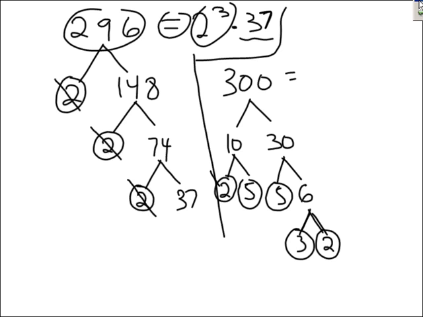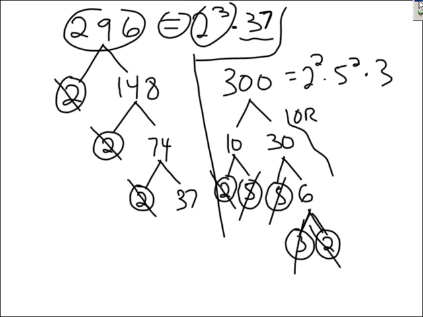300 is 2 times another 2, or 2 squared, times 5 times 5, which is 5 squared, times 3. The order you write these numbers is up to you. You could say that the answer is 2 squared times 3 times 5 squared, or you can say it's 3 times 2 squared times 5 squared. There's actually 6 different ways. It doesn't matter.